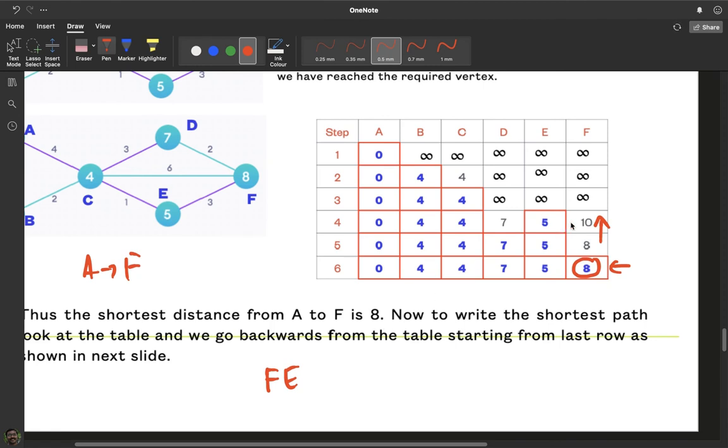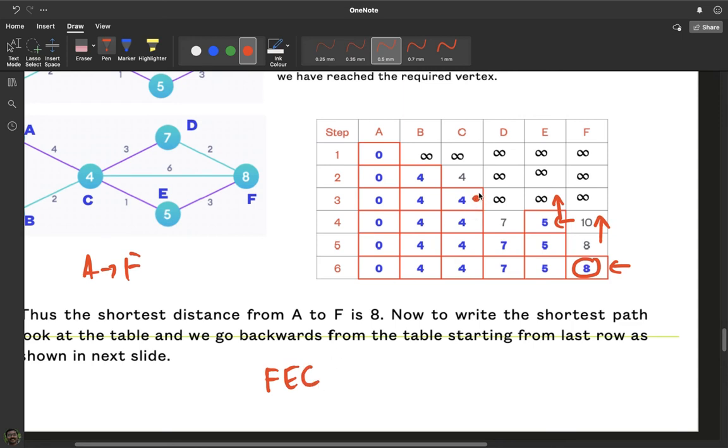Now we have reached E. The weight of E is 5. Now you look backwards at the row in which this weight of E had changed. You can see that the weight of E changed in the third row. In the third row the weight of E was infinity, so it was changed in the third row. Now look at the vertex which has permanent labeling in the third row. It is actually C, so I'll write C here. So now we are at C.